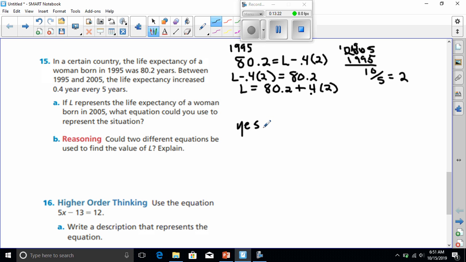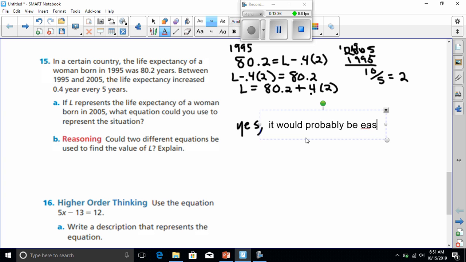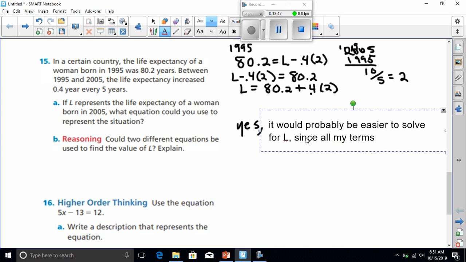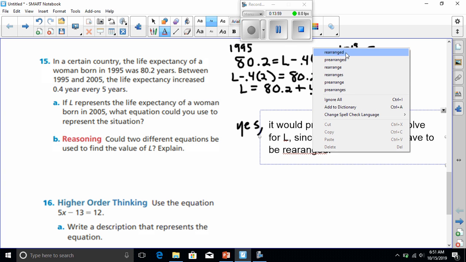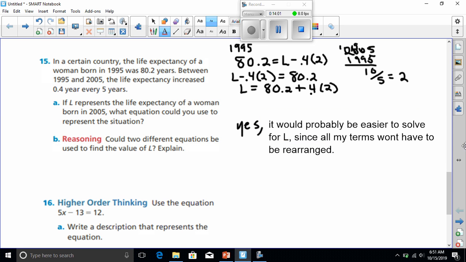Let's see. And I'm going to say that yes, and it would probably be easier to solve for L since all my terms won't have to be rearranged. All righty then. Let's see, do I got any more to do?